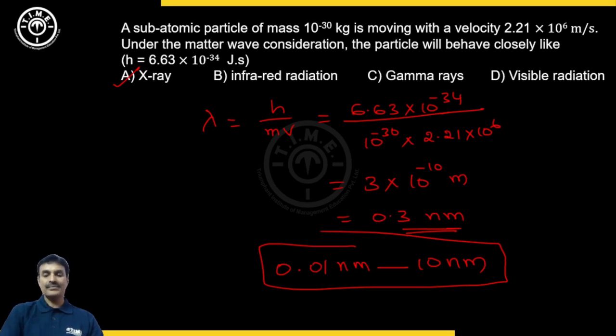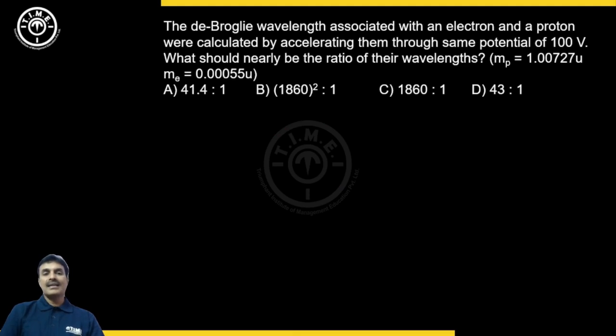Okay. Next, the de Broglie wavelength. This is another question from your recent JEE entrance. The de Broglie wavelength associated with an electron and a proton were calculated by accelerating them through the same potential difference of 100 volt. So the accelerating potential is the same for two different particles, electron and proton. What should nearly be the ratio of their wavelengths?